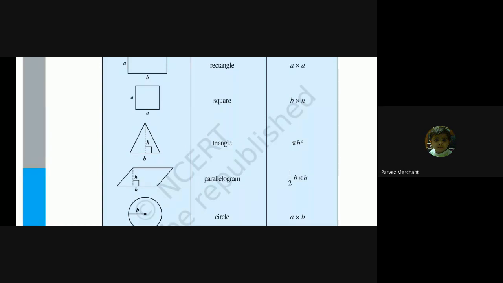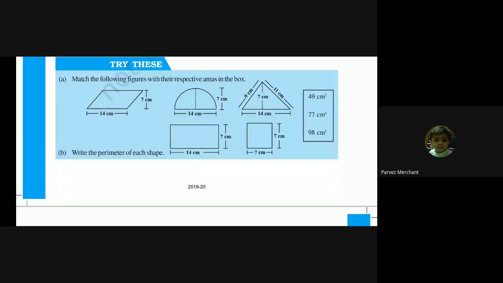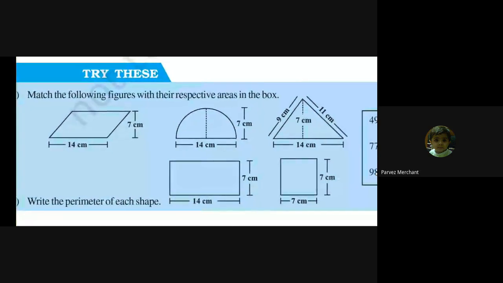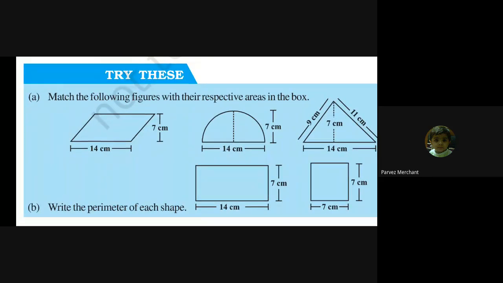And what is the area of parallelogram? B into H. Very good. And what is the area of circle? Pi b square. Very good. Because b is radius, right? If we have radius as given r, so what is the area? Pi r square. Now we can see some questions here given for perimeter. Okay, so you can see in first figure the length is 14 centimeter and the breadth is 7 centimeter, right? So what is the perimeter?